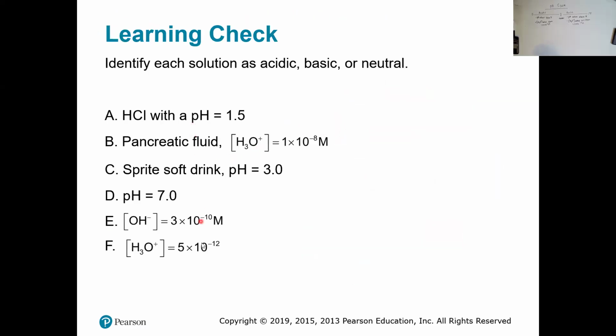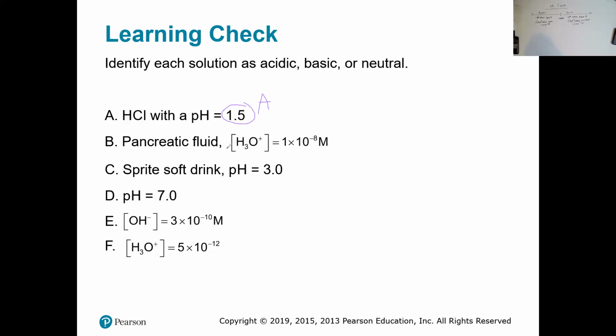So we want to look at this list and, based on the information that they give us, decide whether it's acidic, basic, or neutral. So think about the little distinction that we made on the board. HCl with a pH of 1.5. If the pH is 1.5, that means that it's a pH below 7, which means it's going to be acidic.